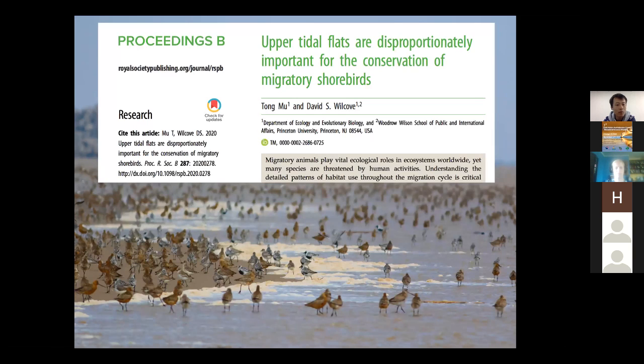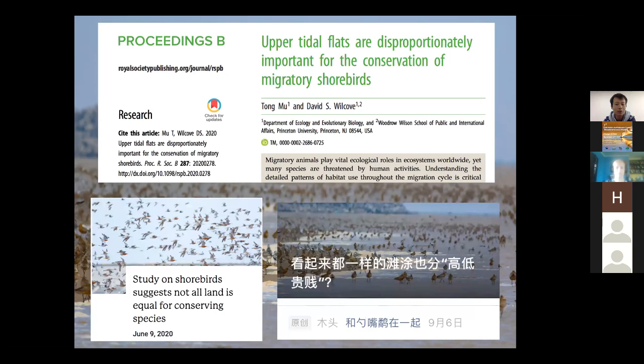This part of my work has been recently published in Proceedings B, and you can find the more technical details there. We also prepared two popular articles, both in English and Mandarin, introducing our work, which might be helpful to deliver the important conservation messages in non-technical language if you're interested.